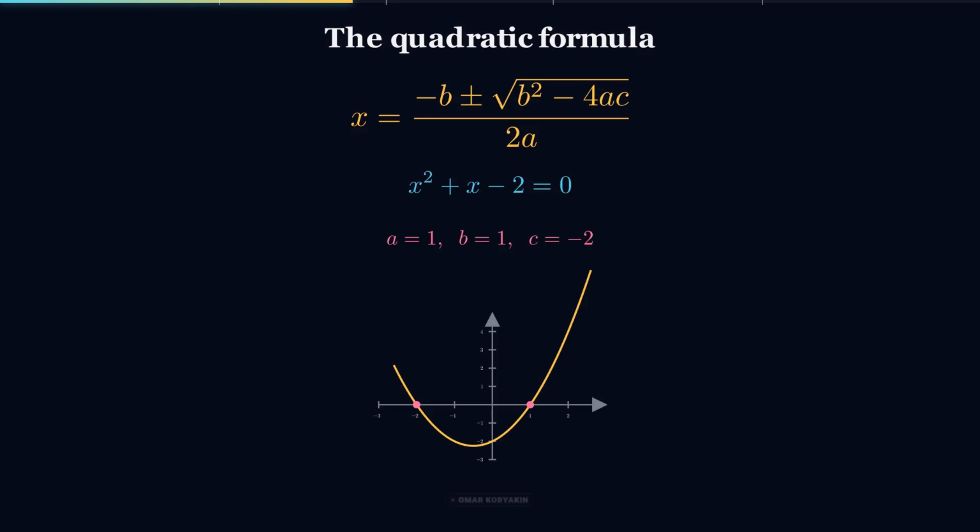Plug into the formula. x equals negative 1 plus or minus 3, all divided by 2. The two solutions are x equals 1 and x equals negative 2, both visible at the parabola's x-axis crossings.